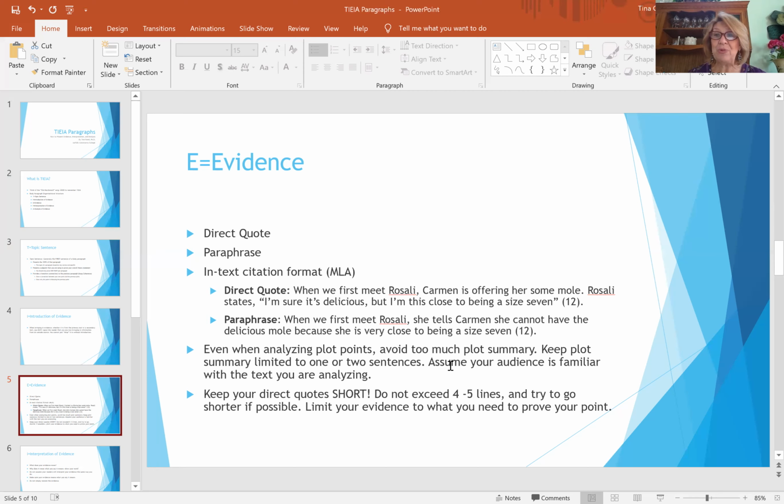Keep your direct quotes very short. Do not exceed 4 to 5 lines. In fact, MLA might suggest that anytime after 5 lines, you need to get permission from the author in order to present that much text. So keep it short, especially for a 3 to 5 page essay. The shorter, the better, because the more you provide, the more you have to analyze. Limit your evidence to what you need in order to prove your point.